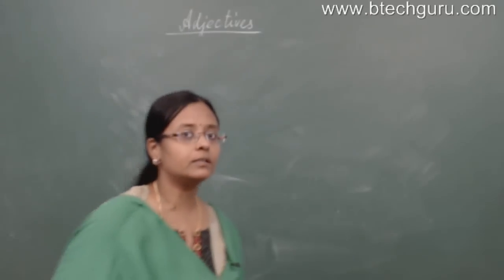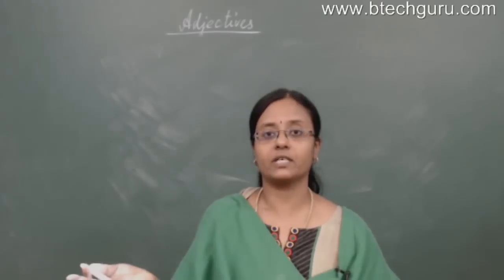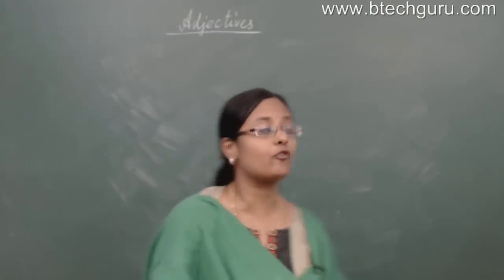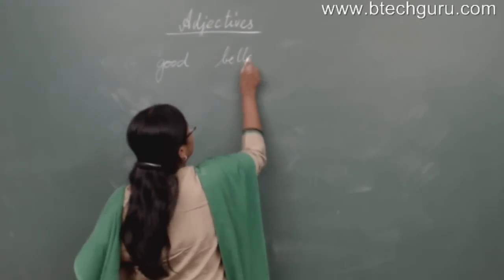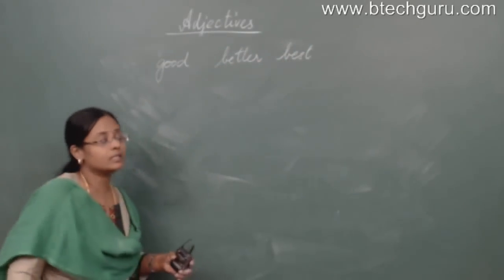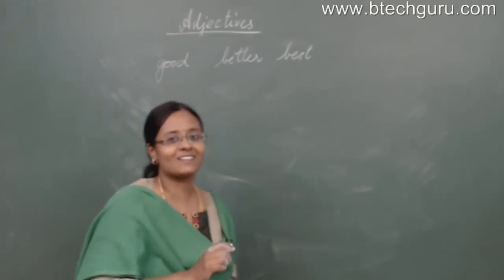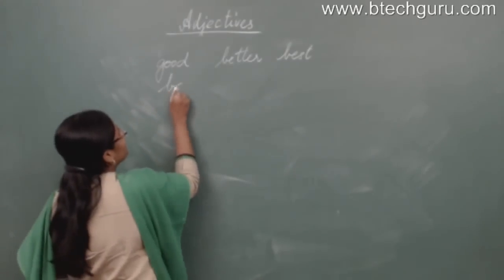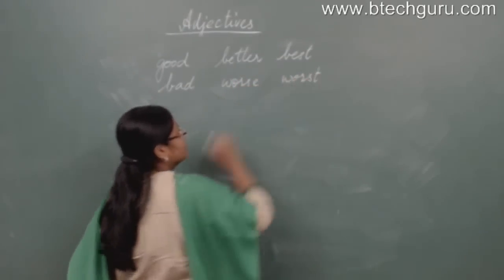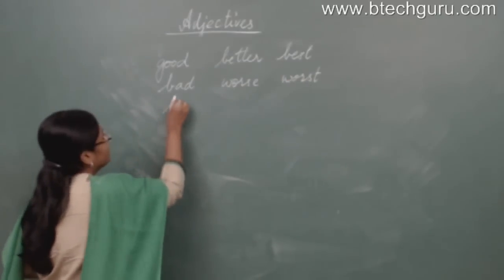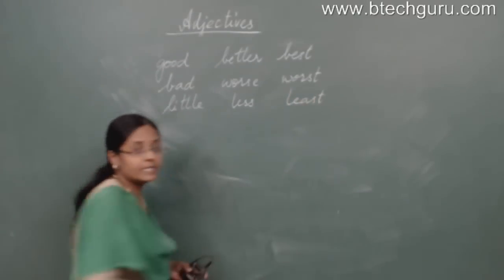Then you have some irregular adjectives which do not add er and est to form their comparative and superlative degrees. Instead, they take an entirely different form. Good is the positive degree, the comparative is better, and the superlative is best. You see, there are three different words. We don't add er to this and say gooder or goodest, right? There are no such words. Bad, worse, worst. Positive, comparative, superlative. Then little, less, least.